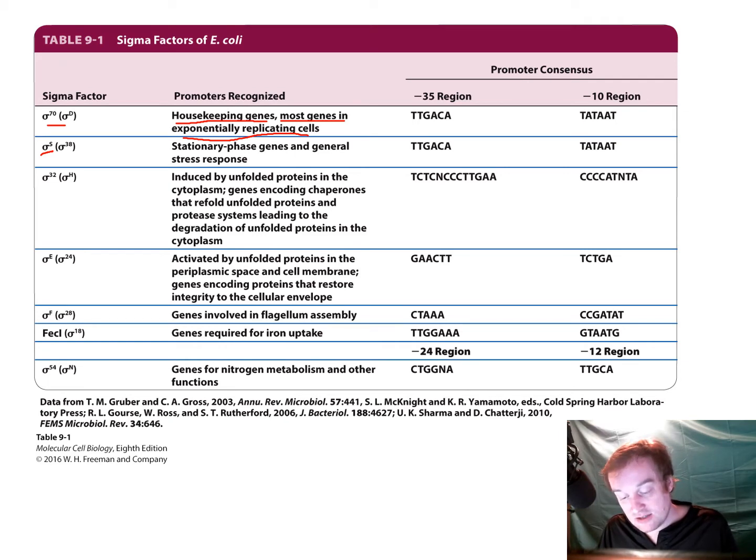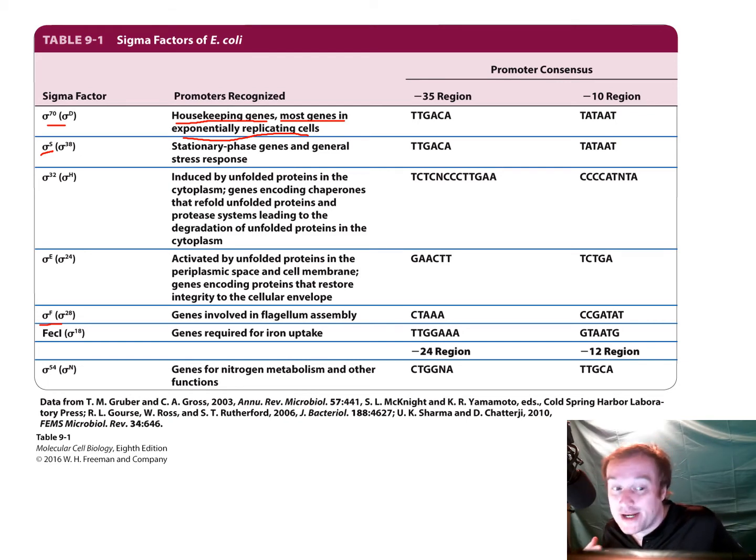How about sigma F? So this is genes that are involved in flagellum assembly. So if you're a cell that has a flagella that you're using to get around, you don't want those genes turned on all the time, right? Because you only need to make a flagellum once.